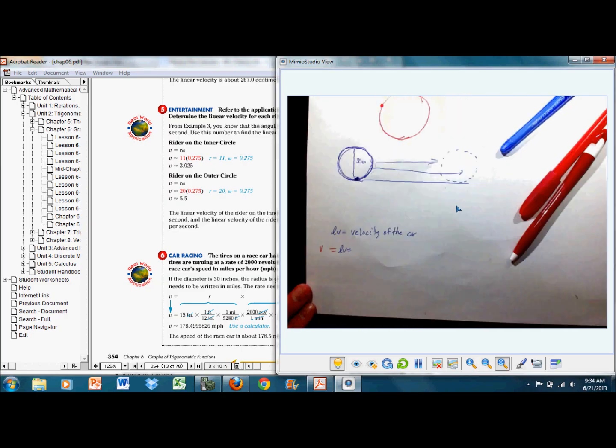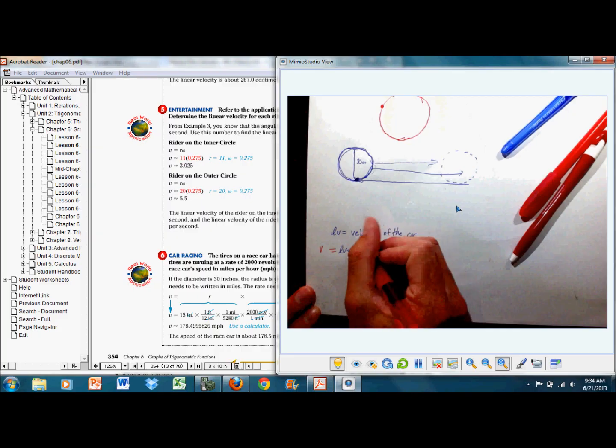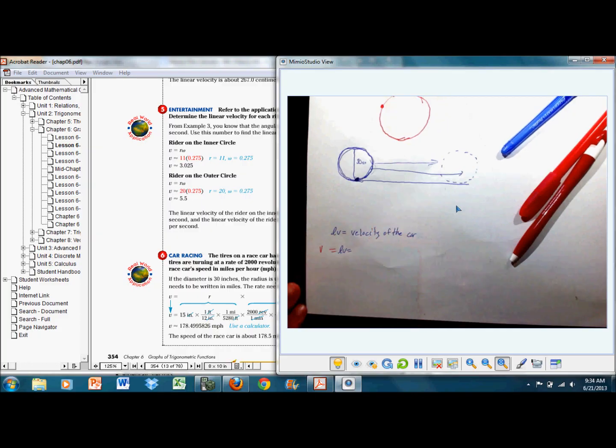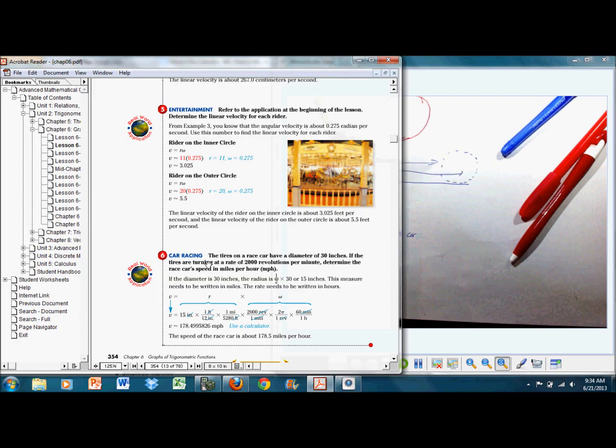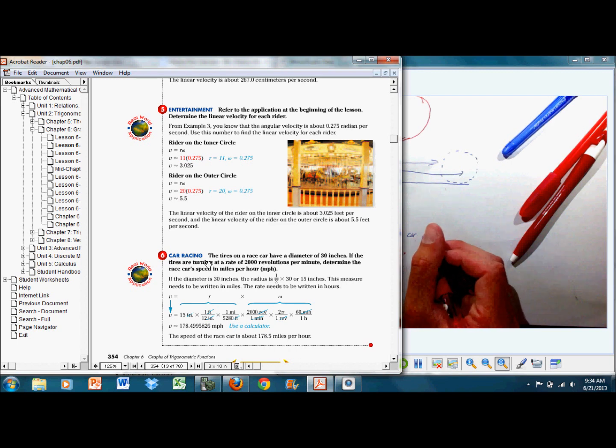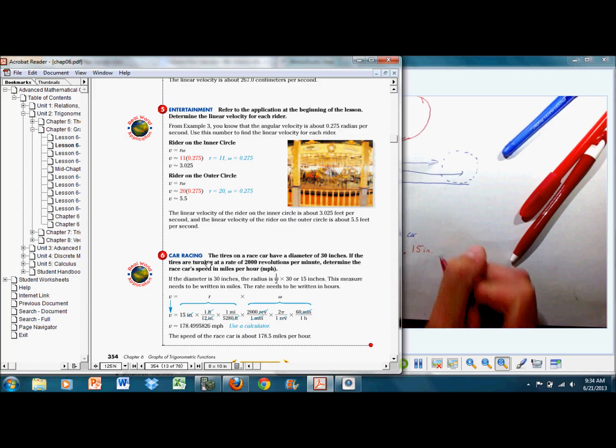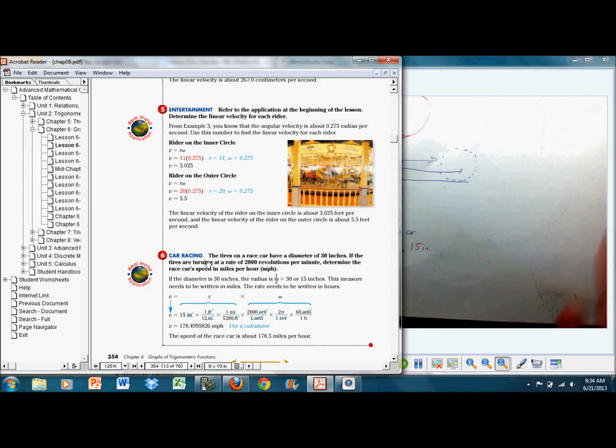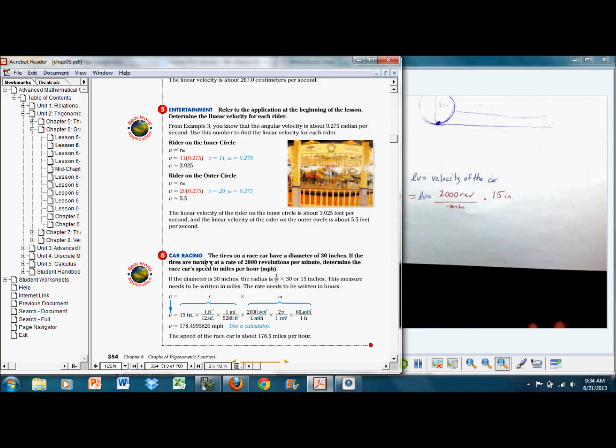So the velocity is equal to the linear velocity, which is equal to, well, we got to do the dimensional analysis here. So we got 2,000 revolutions per minute. That's the angular velocity times the actual radius, which is 30 inches. Actually, sorry, it's 15 inches because it's half of the diameter. Okay, and we want this in miles per hour.